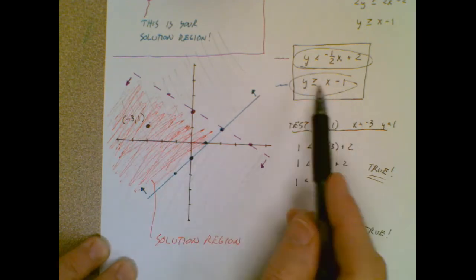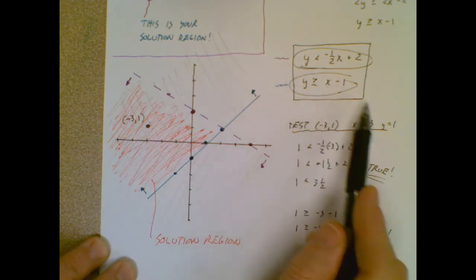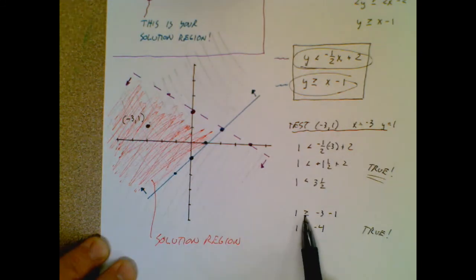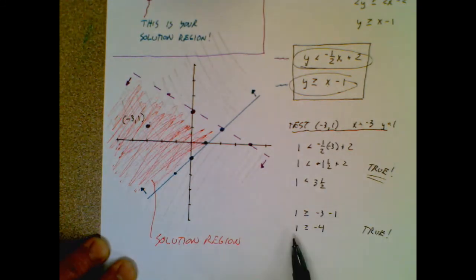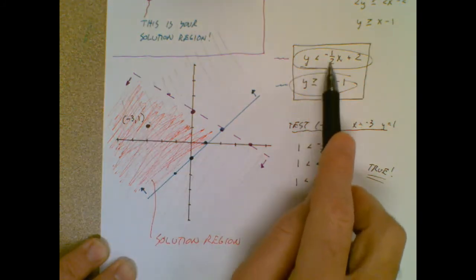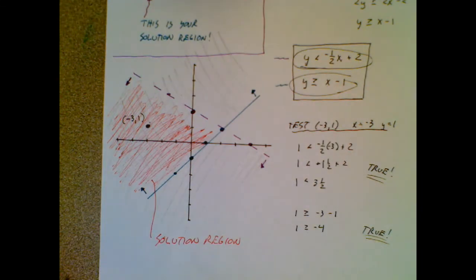So now I take this one, y and x get replaced with a 1 and a -3. So is 1 greater than or equal to -3 minus 1? Or in other words, is 1 greater than or equal to -4? Heck yeah, that's true too. So my point in the solution region satisfied both of those inequalities.